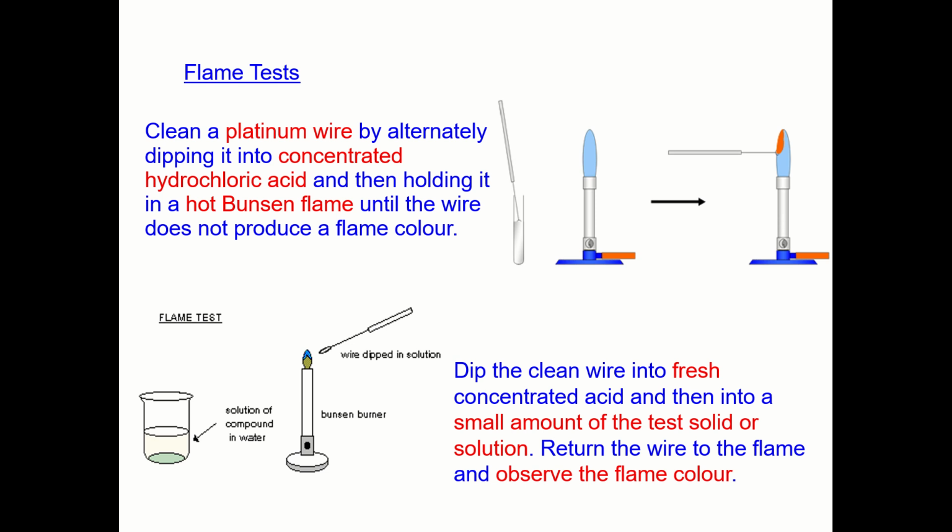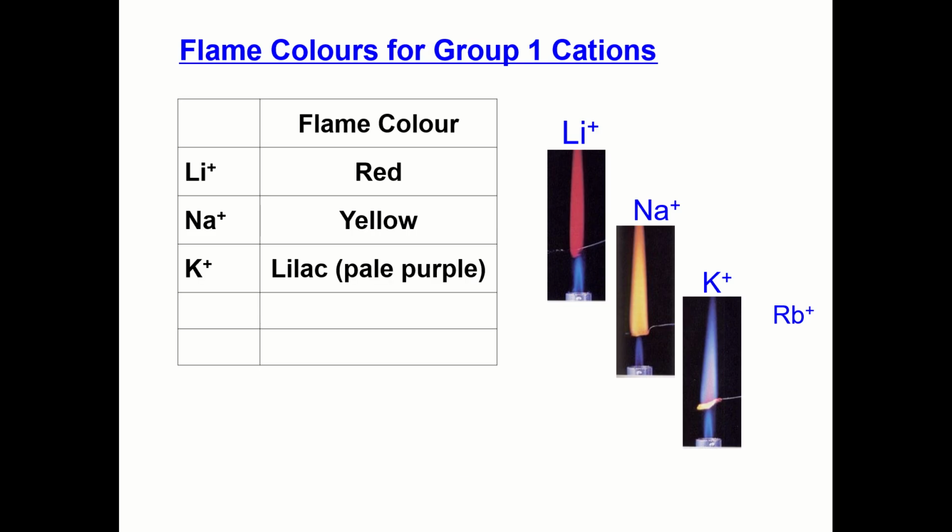And then you dip the clean wire back into fresh concentrated acid and then into a little bit of the actual compound that you're dealing with. You then return that just into the edge of a hot blue Bunsen flame, and that should give you a colour. And the colour will depend on whichever cation is present.